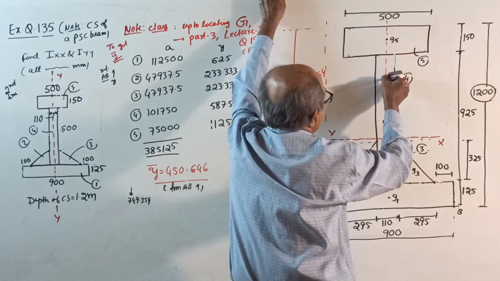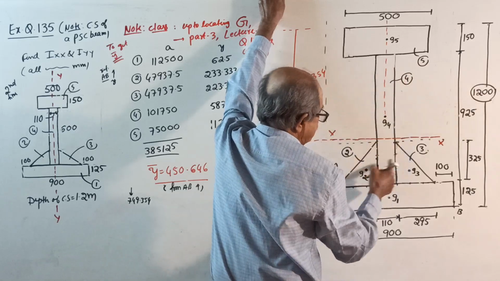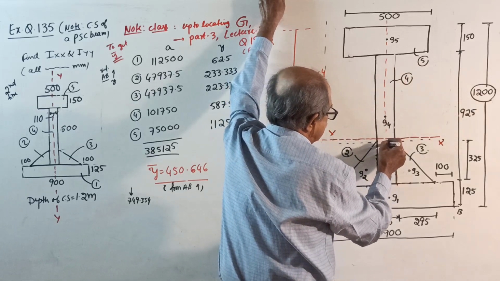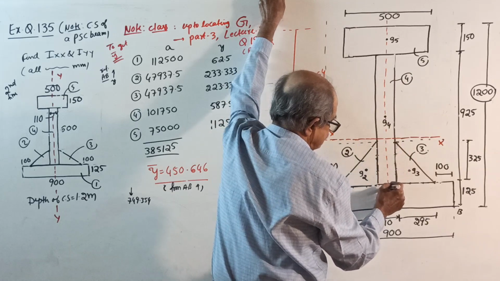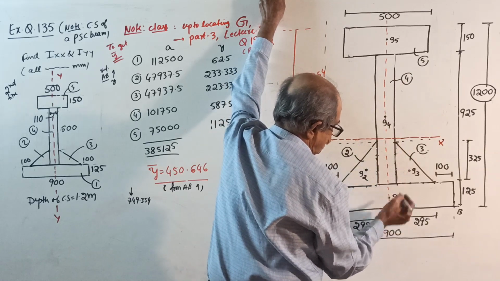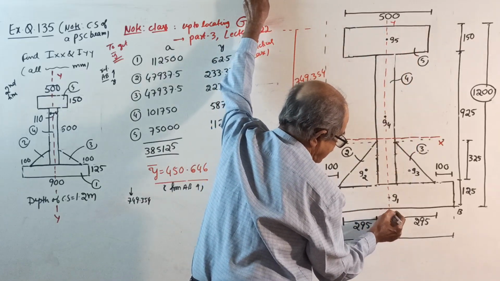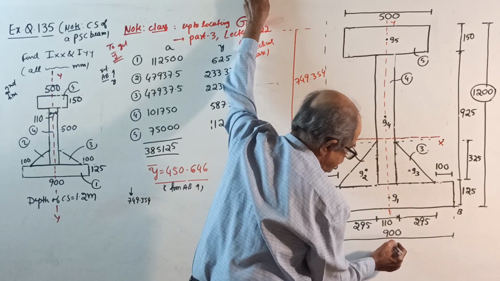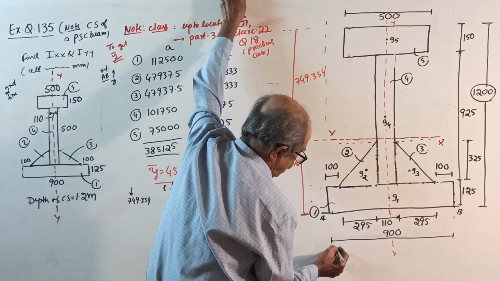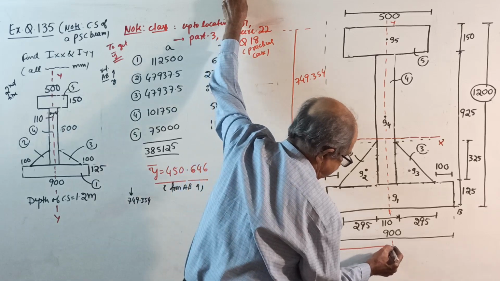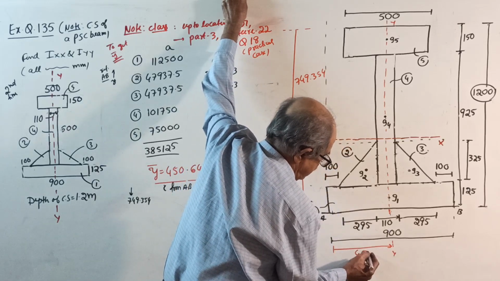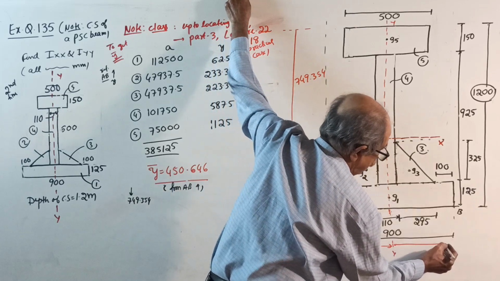It will pass through centroid of each and every part, except these two triangles. So to understand, if you want, extend the line here. This distance is 450. This also 450.